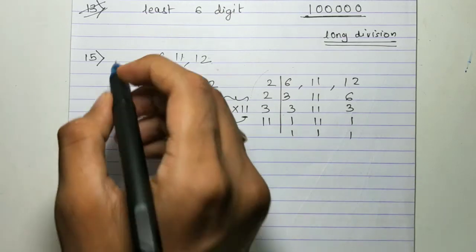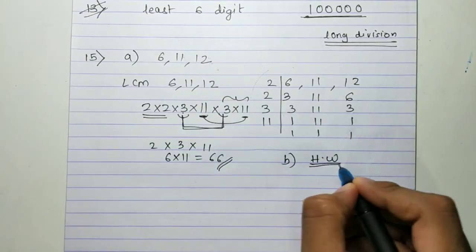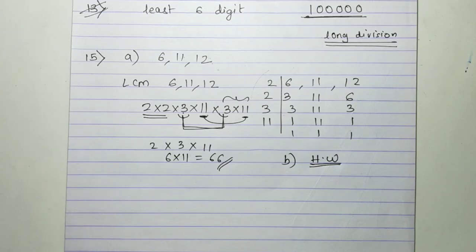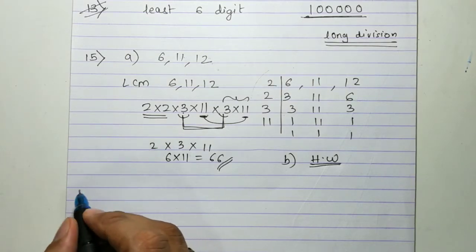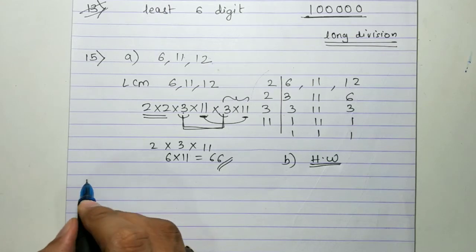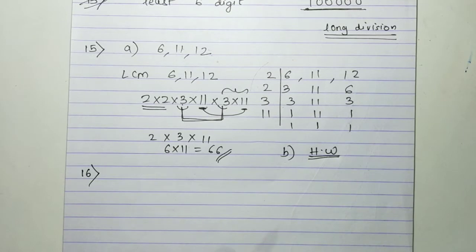Okay, in the same way, this was the A sum. In the same way, you can solve the B, which I am giving you for homework. You can even refer to exercise 3.1 where we have done this type of sums. Question number 16. 16, 17, 18 are very important questions.